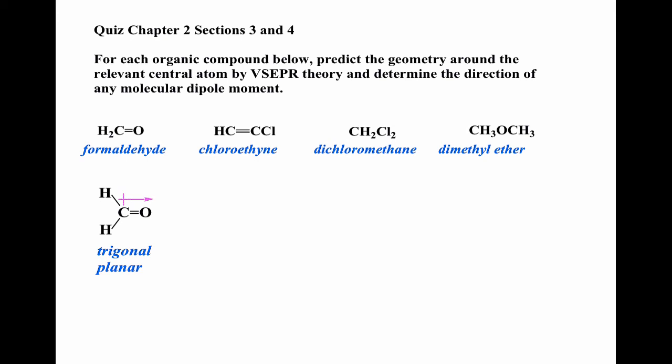How about chloroethane? It's going to be linear, right? What's the hybridization of that carbon? sp. You're going to have linear geometries around sp hybridized carbons. Does it have a dipole? It does. In which direction? Towards the chlorine. Dichloromethane, what's the shape? It is tetrahedral. Does it have a dipole? It surely does. And in what direction? Towards the chlorines.